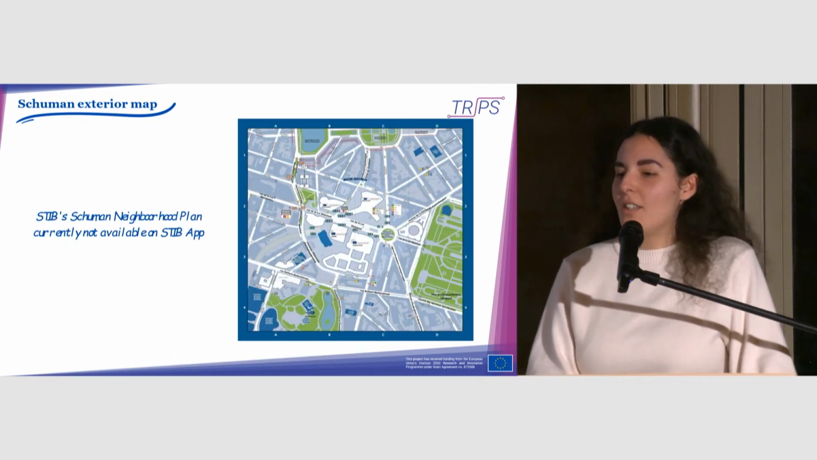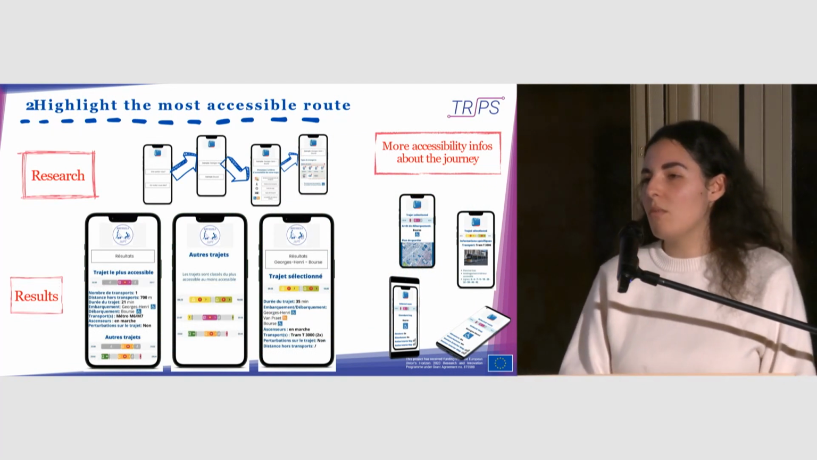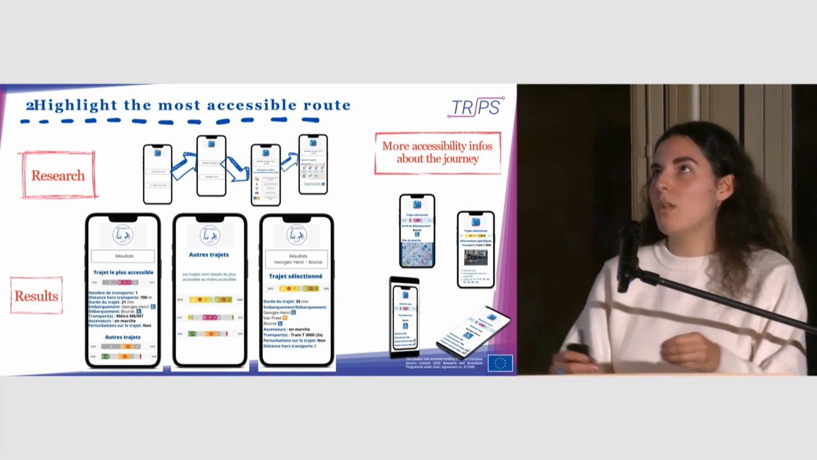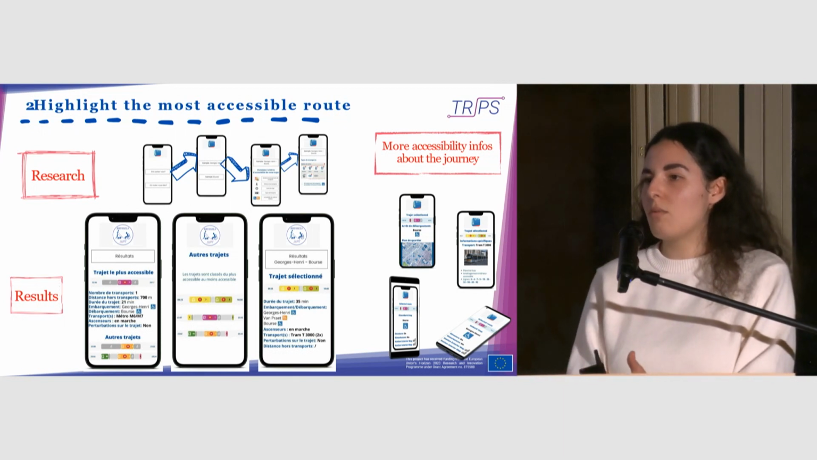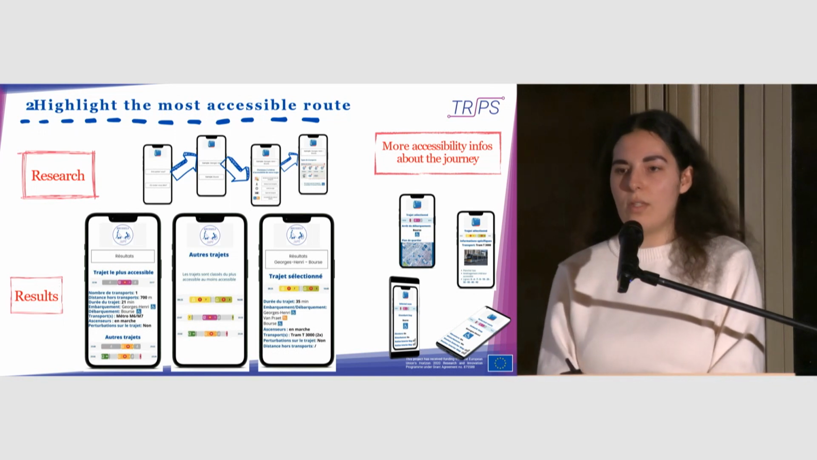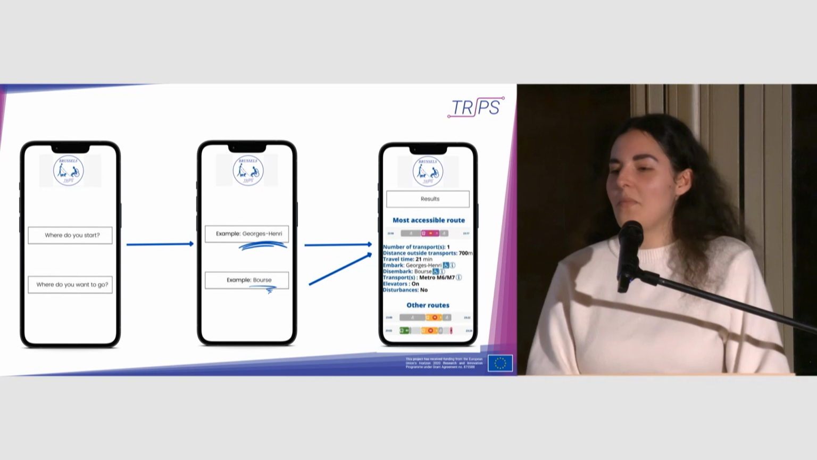So you can see a little bit of the work in mapping. You have the highlights of the most accessible route. So we wanted to tell that a disabled person can use the best way to get to their point. So again, you can see.